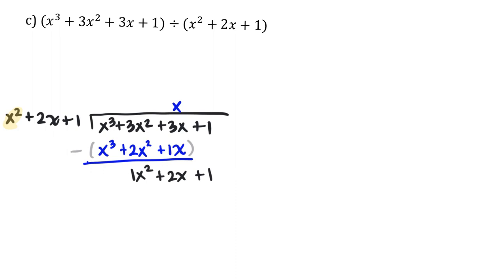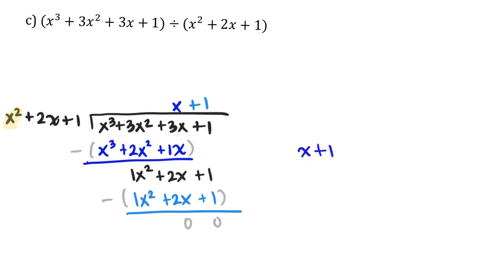Let's do this again. X squared to get 1x squared, times 1. Plus 1. 1 times x squared, 1x squared. 1 times 2x, 2x. 1 times 1 is 1. Subtract to get our remainder. That cancels. 2x minus 2x is 0. 1 minus 1 is 0. So there's no remainder, so my answer is actually just x plus 1.